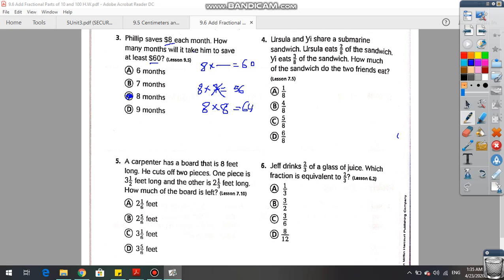Okay. Number 4, Ursula and Yi share a submarine sandwich. Ursula ate 2 over 8, or 2 out of 8 of the sandwich. Yi ate 3 over 8 of the sandwich. How much of the sandwich do the two friends eat? The two of them. So I'm going to add both of them. 2 over 8 plus 3 over 8 equals 3 plus 2 equals 5, and the denominator never changes, so 5 over 8.